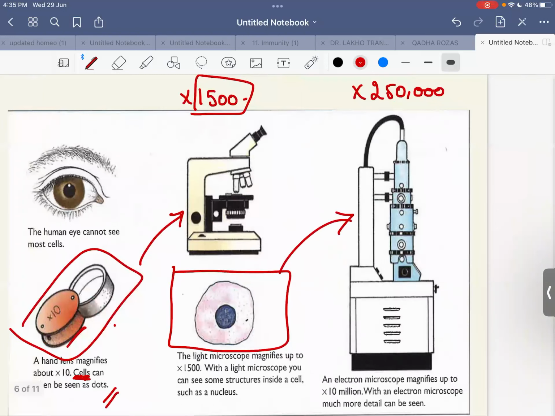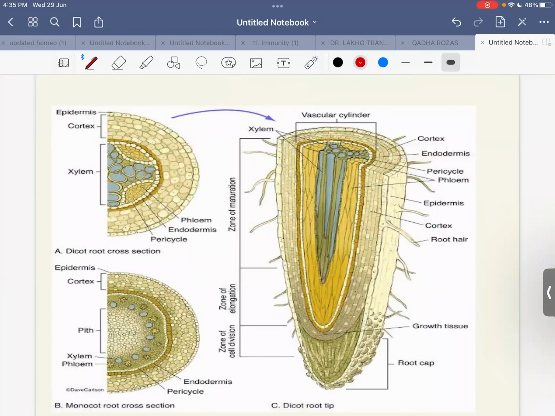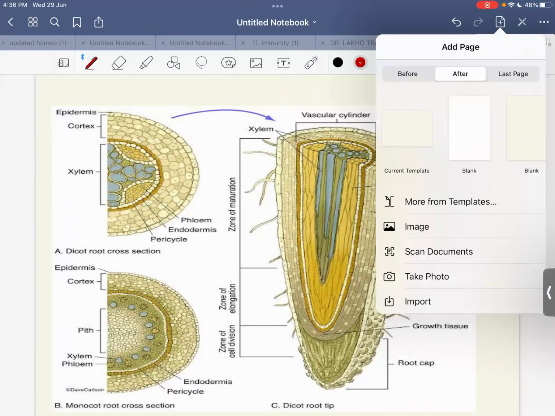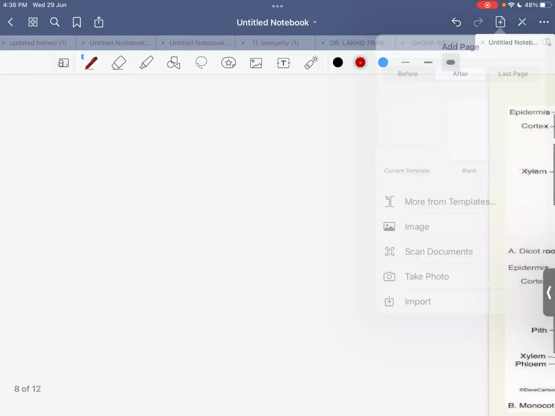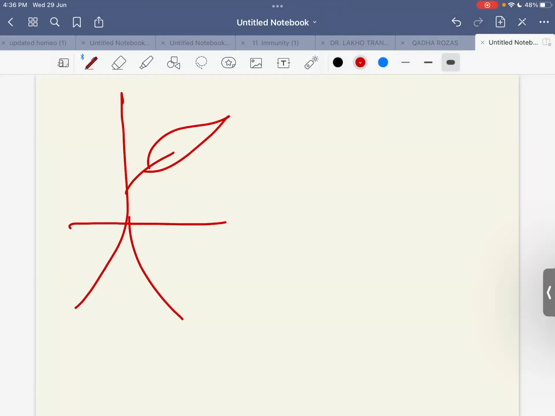Okay, this was some detail about how to visualize cells by using different kinds of techniques, either a hand lens or a light microscope or an electron microscope. Let's move on to how we can actually prepare specimens so that we can visualize them under a microscope. Just to give you an idea, let's say the specimen that we are using is a stem. Let's say this is a plant. These are the roots, the leaves, and this is the plant stem.